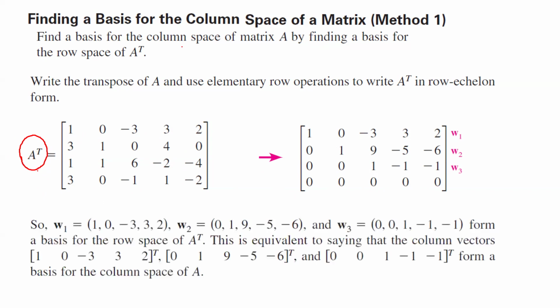So let's see. Since you have 3 non-zero rows for the row echelon form for the transpose, if you write each one of these vectors in transpose form, you end up with 3 non-zero columns. So these 3 columns form a basis for the column space of matrix A.